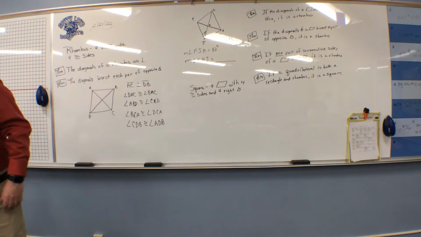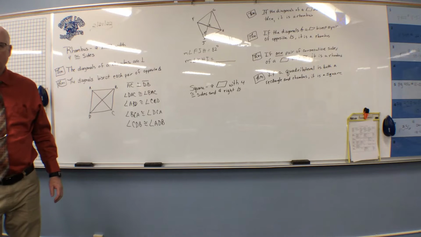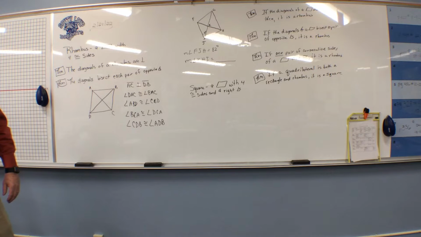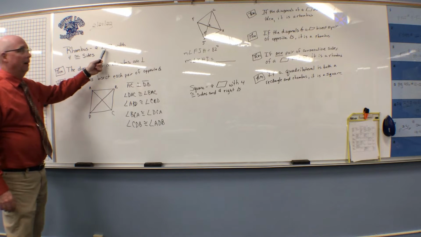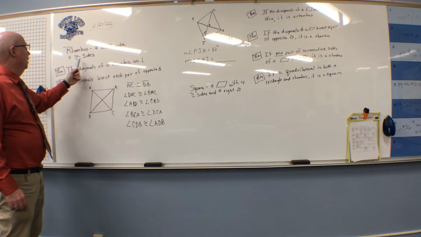Okay, so this is geometry 6-5, special parallelograms, rhombi and squares. Rhombi is the plural of rhombus. So I'm on page 460, section 6-5. We'll start out by talking about definitions. A rhombus is a parallelogram. Remember, this is the symbol for parallelogram, with four congruent sides.